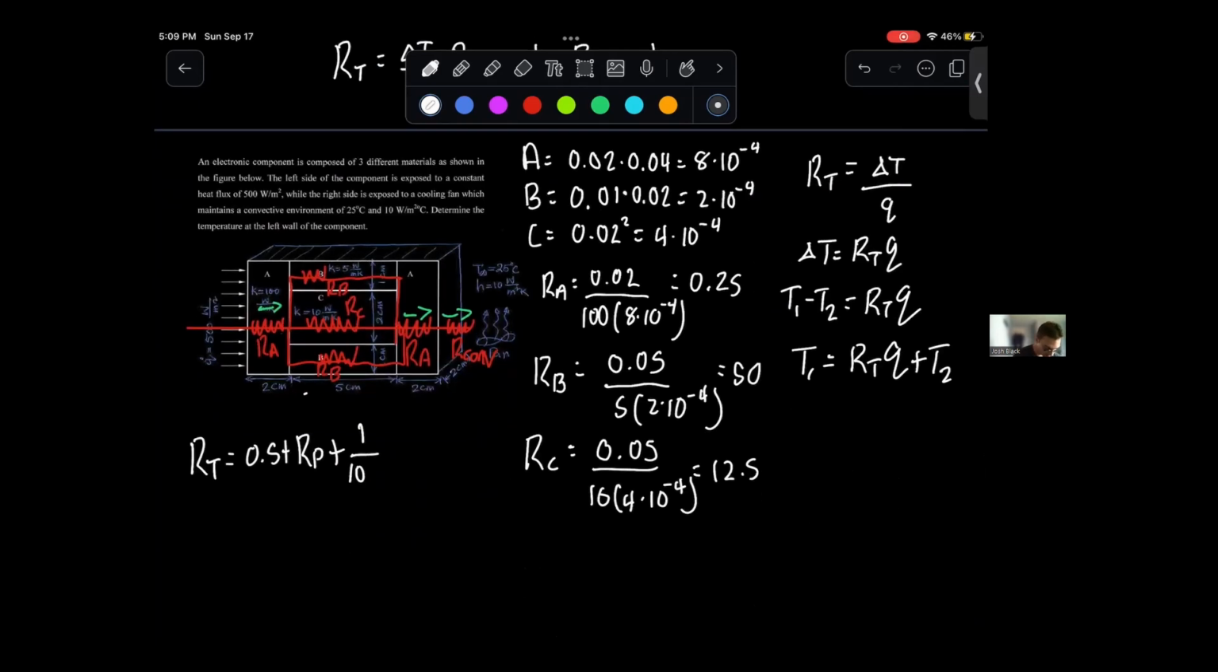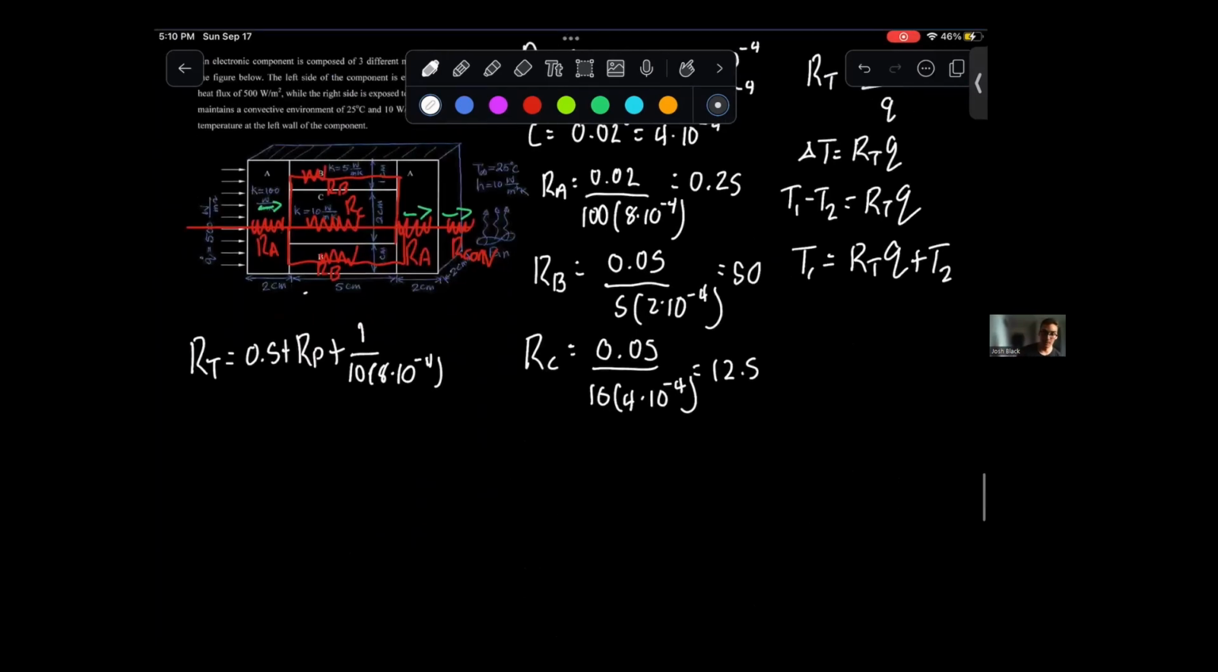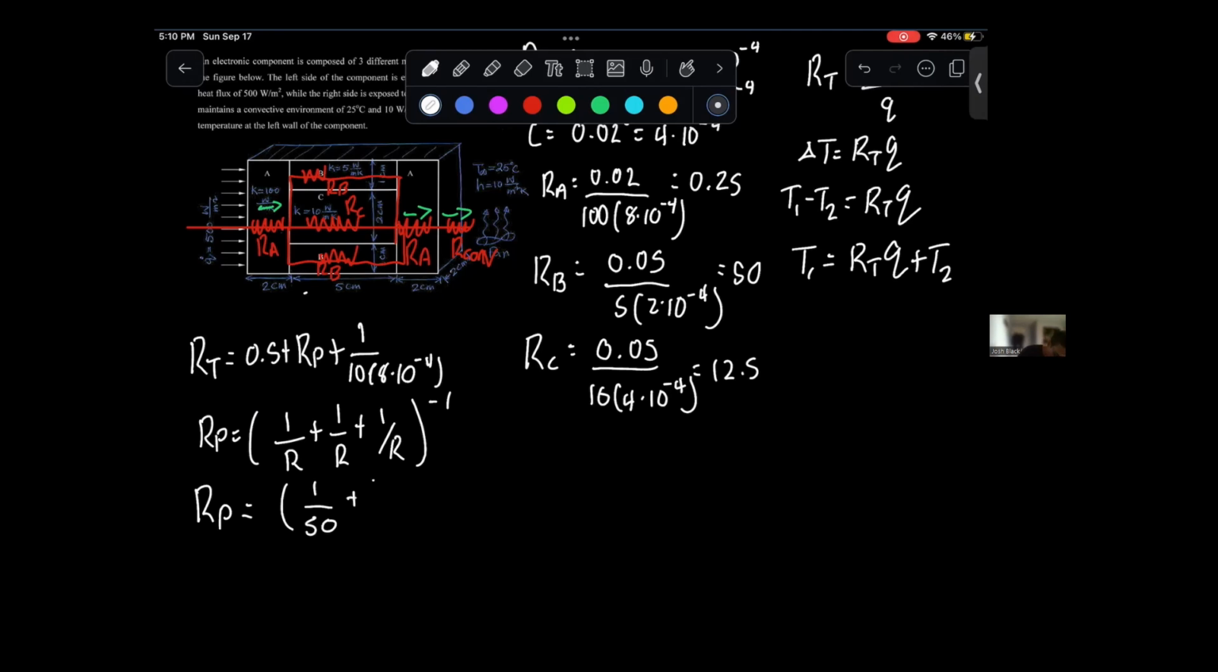And that's the same thing as A, just 8 times 10 to the negative 4. Now, what do we know about parallel circuits? Well, they use a different rule. You got 1 divided by each resistance. Then you got to inverse that. So RP is going to even out to 1 divided by 50 plus 1 divided by 50 plus 1 divided by 12.5, inverted, which is equal to 8.33. Therefore, our total resistance is going to be equal to 133.833 Kelvin per watt.